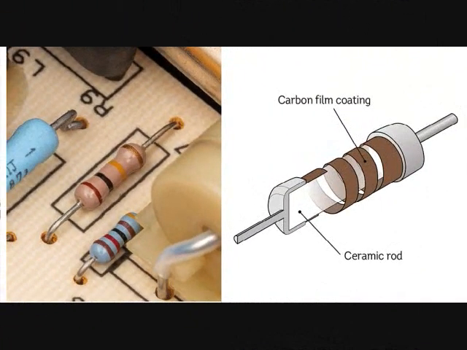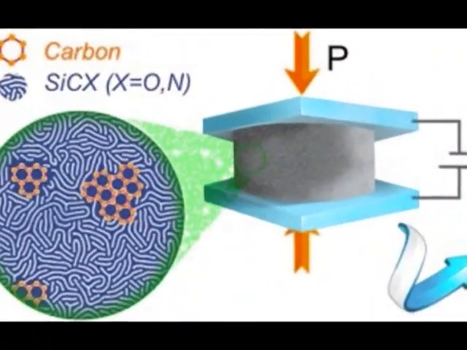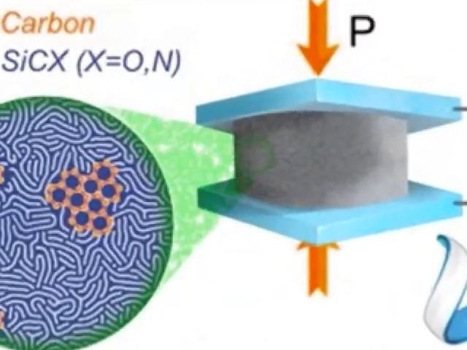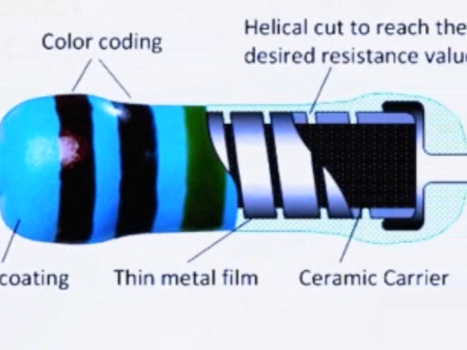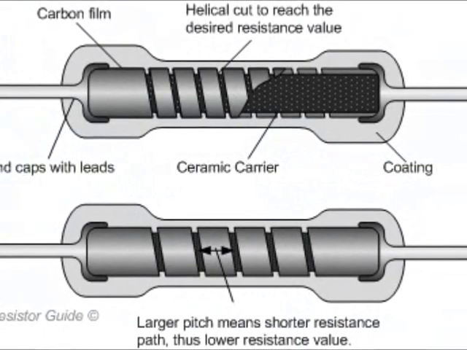The ratio of carbon to ceramic, conductor to insulator, indicates the amount of resistance. The higher the carbon content, the lower the resistance. Finally, this mixture is formed into a cylinder.